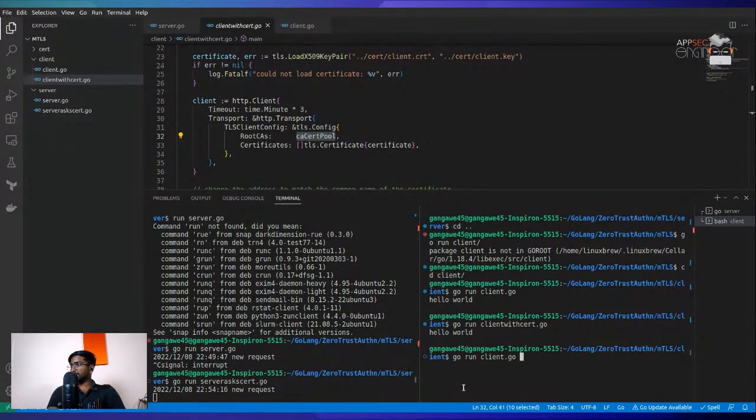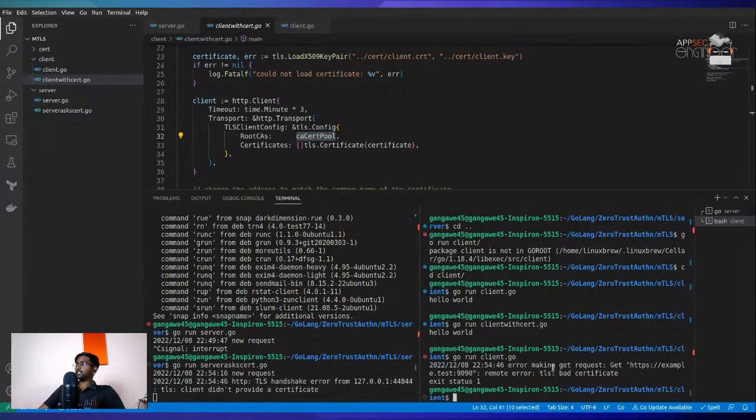However, if I were to run the previous version wherein the client is not providing any certificate of its own, yep, you will see that it is making a request that has a bad certificate. It's not able to go through. And in the case of the server, it says the TLS handshake error, the TLS was not able to go through because it is expecting a certificate to be provided from the other end where it received none.